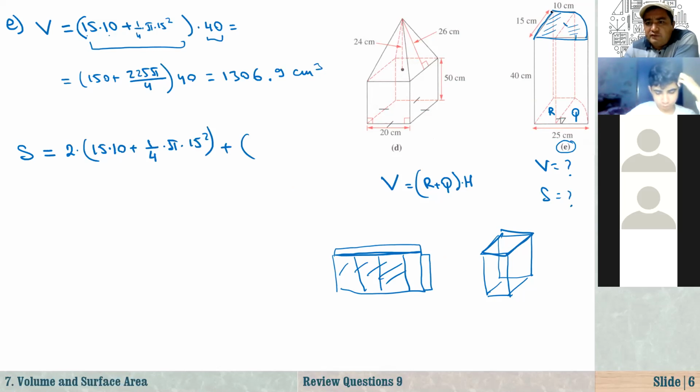The perimeter is 15, this part is 15, plus the second part is 10, plus this part is 25, plus this curve is 1/4 of the circumference, 2 pi r. And what is the radius? The radius is 15. That's it. Now we key it in and calculate the area.